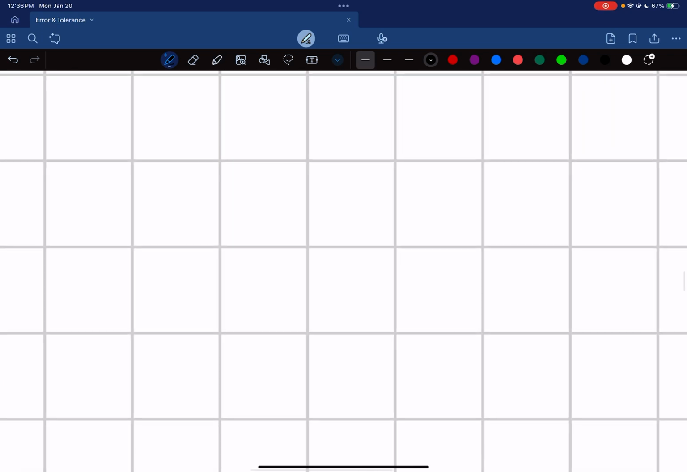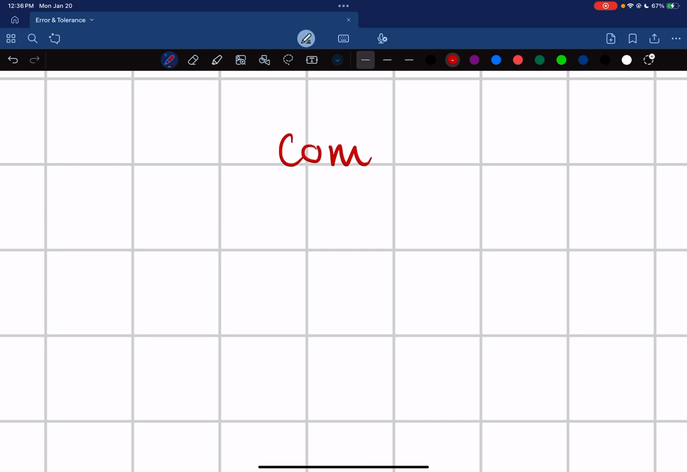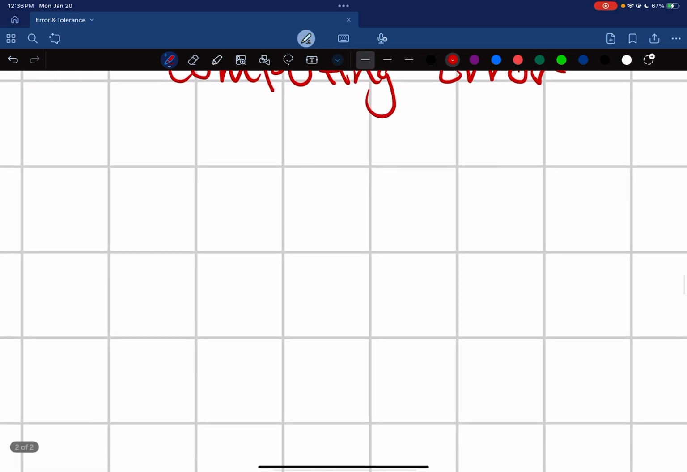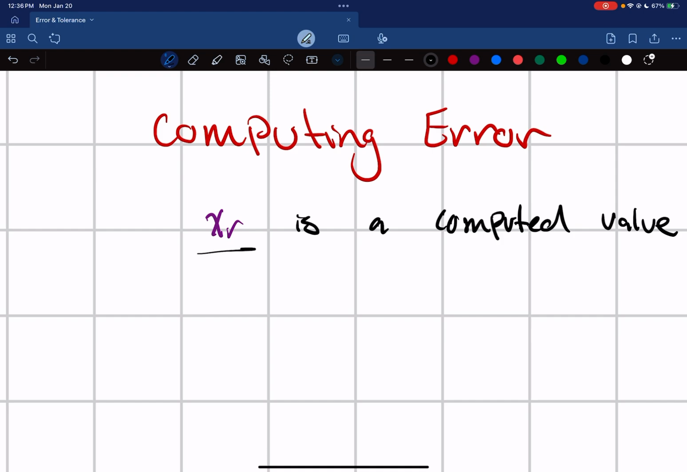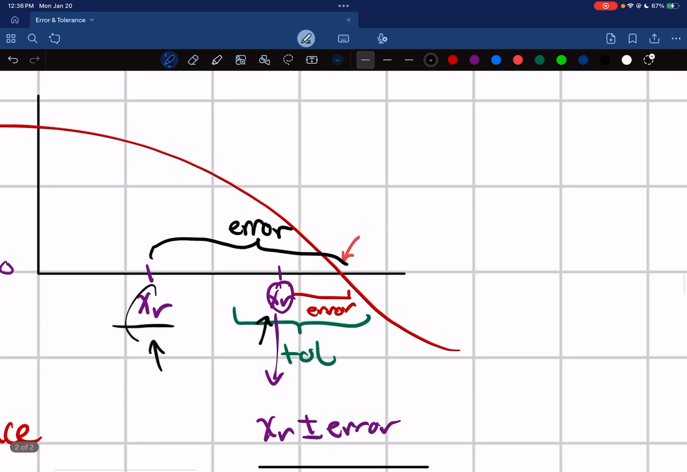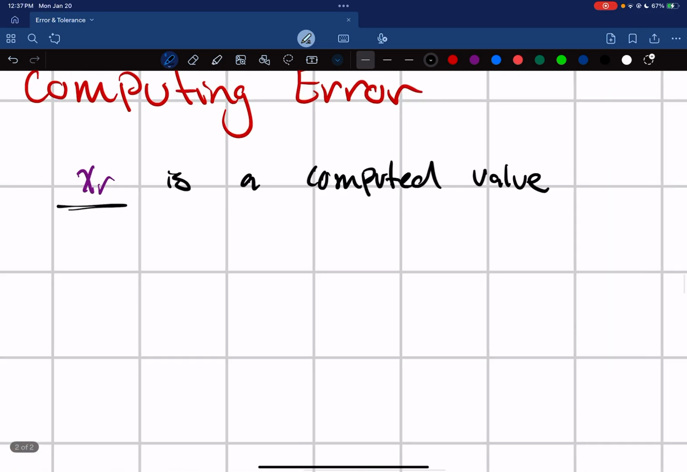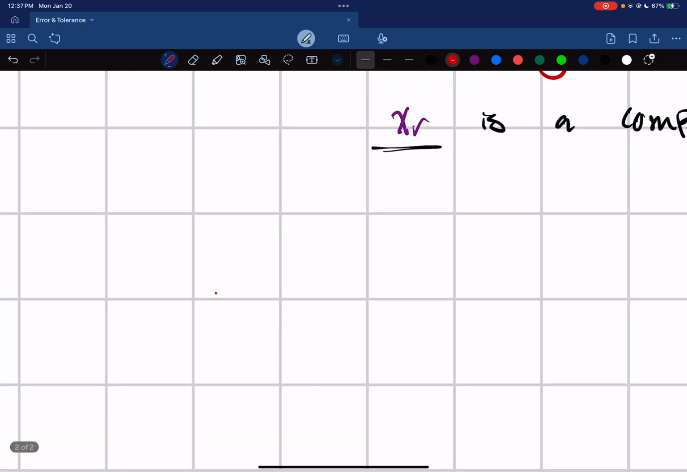Now we're going to go over the more important things, now that you know definitions, which is computing error. How can you find an error for some computed value x_r, right? So x_r is a computed value. The question is, how do we find the error for this computed value? Remember, here we have some value. How do I find this error? Right now, we're going to go over two methods. So I have method 1.